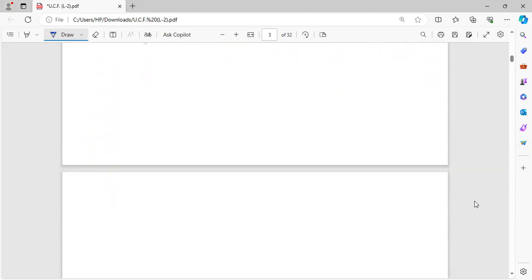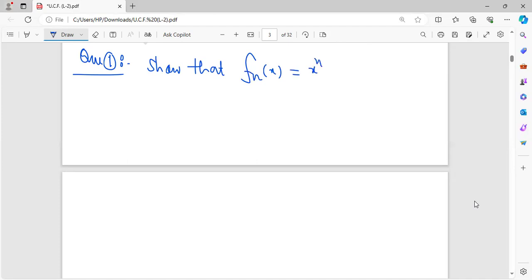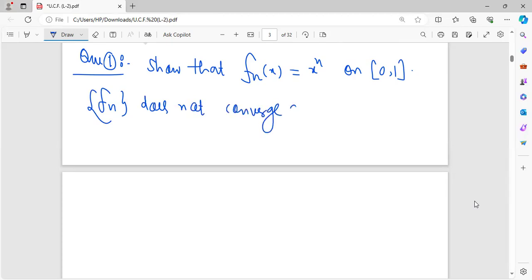Now question number 1. Suppose fn(x) = x to the power n on [0,1]. Show that fn does not converge uniformly to some function.